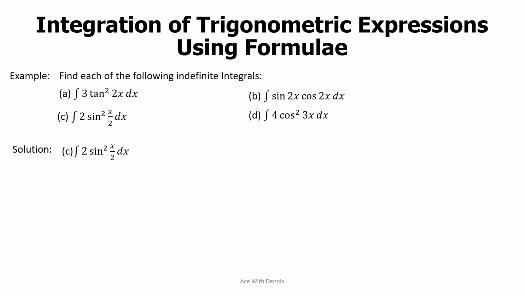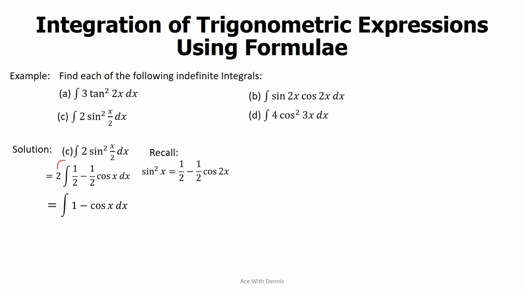For C, integration of 2 sine square x over 2 dx. So remember that sine square x equals half minus half cosine 2x. Therefore, integration of 2 sine square x over 2 dx becomes 2 integration of half minus half cosine x dx. And we get integration of 1 minus cosine x dx by just multiplying the 2 inside.